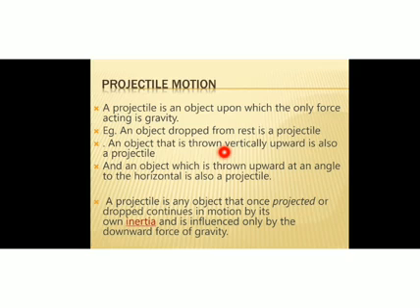Suppose you drop a stone from a particular height. It will be a projectile motion because the motion of the stone is completely under the influence of gravity. An object that is thrown vertically upward is also a projectile. Suppose you throw a ball vertically upwards, it will be a projectile motion.